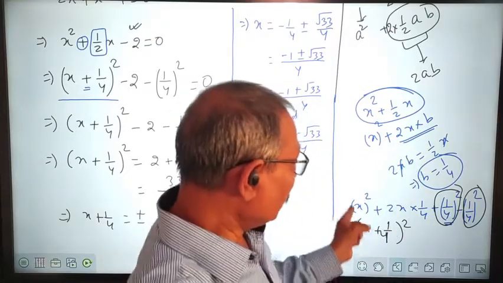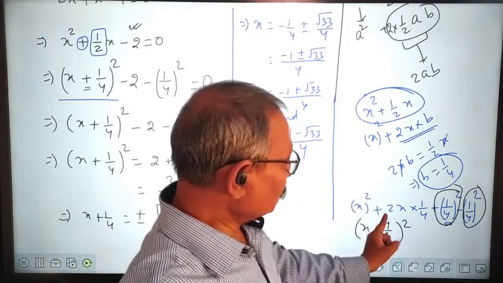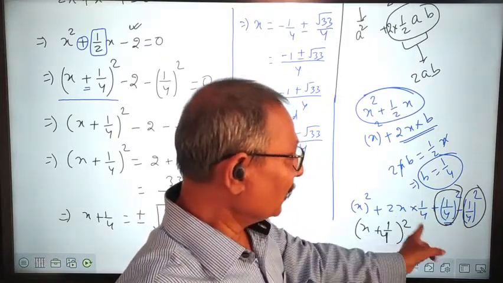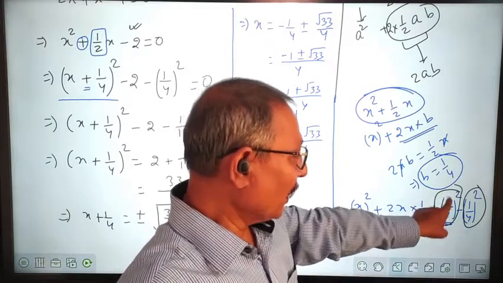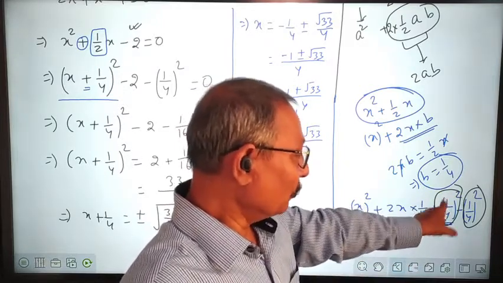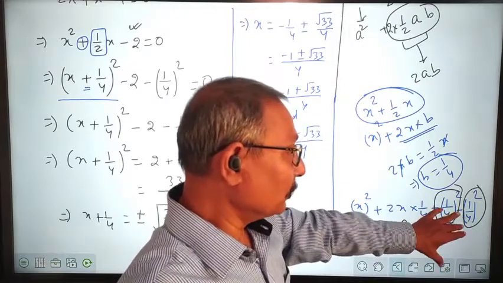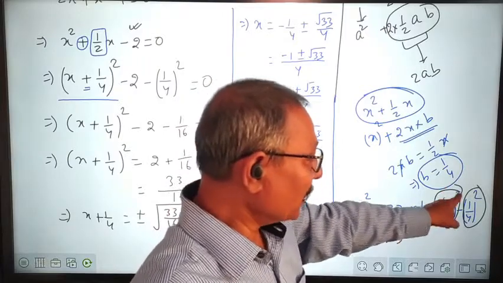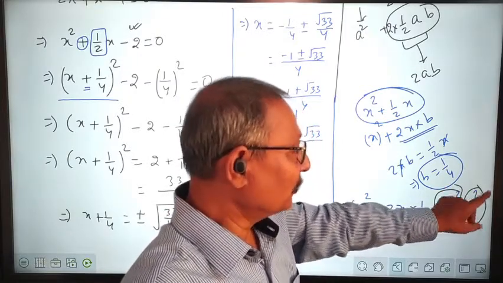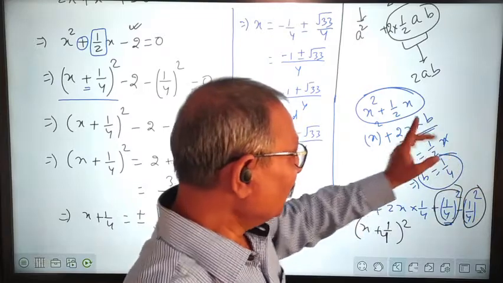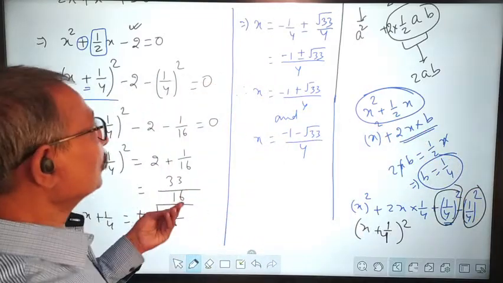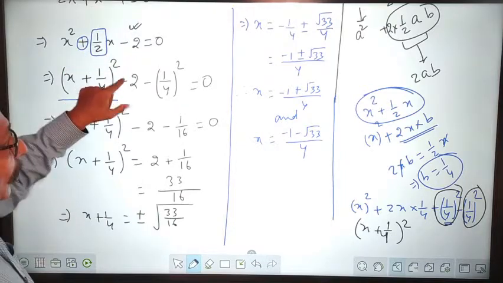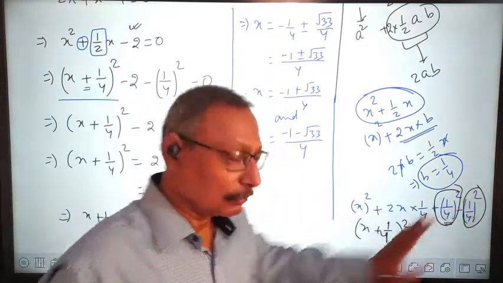So we did that here, x square plus 2 into a and this one b. So for the complete square, there should be b square. So I have written here 1 by 4 whole square. But mind it, 1 by 4 whole square, that is 1 by 16, is not here. So we must subtract 1 by 16. That means minus 1 by 4 whole square should be there. But in the meantime, we usually miss this minus 2. So primarily you write minus 2 and then subtract this 1 by 4 whole square.